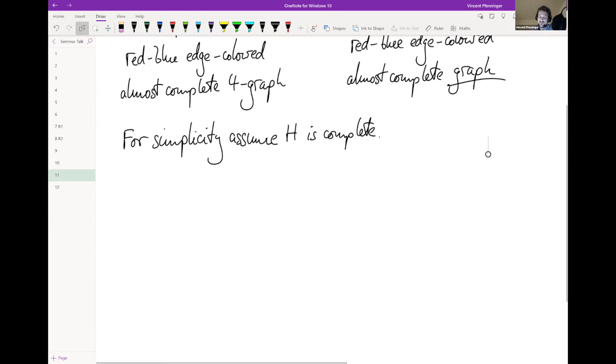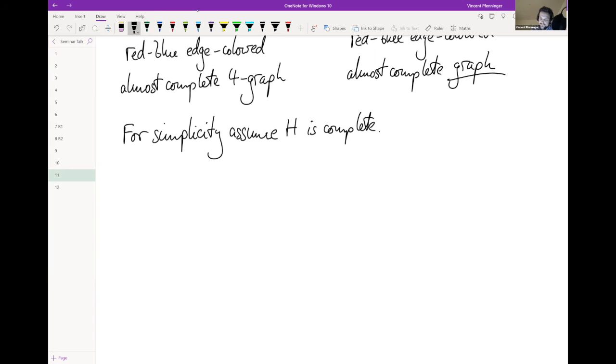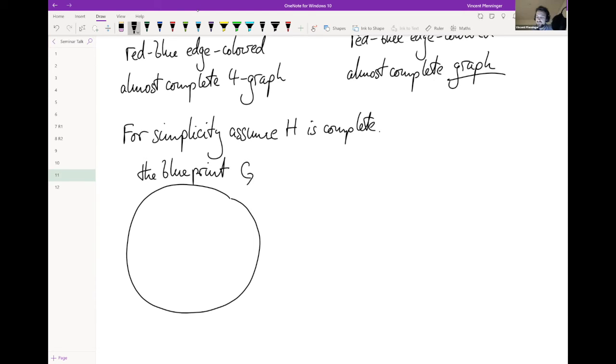Okay, so how do we construct this blueprint? We'll construct it here. So the blueprint G lives on the same vertex set as H. So V of G is the same as the vertex set of H. Okay, so if H is complete, it will turn out to be complete. So basically, we only have to decide how do we color each edge, either red or blue.